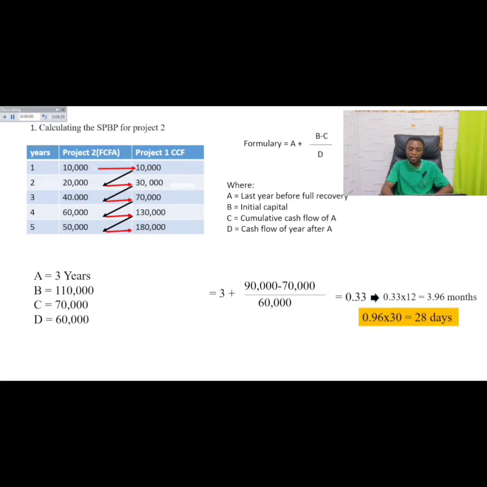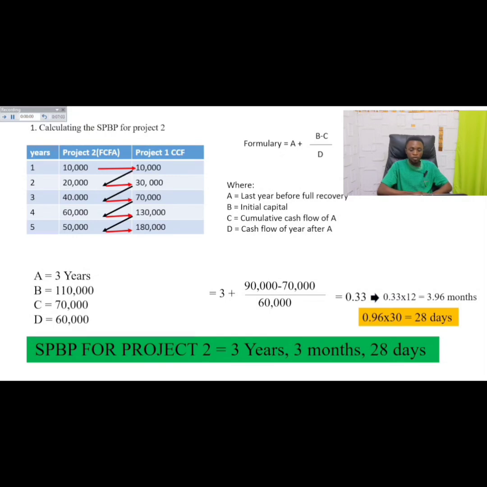So adding this 3 months and 28 days to 3 gives us 3 years, 3 months and 28 days. This means it will take us 3 years, 3 months and 28 days to realize our cost of capital if we venture into Project 2. Now remember, Project 1 took us 3 years to realize our initial cost of capital, but Project 2 will take us 3 years, 3 months and 28 days.